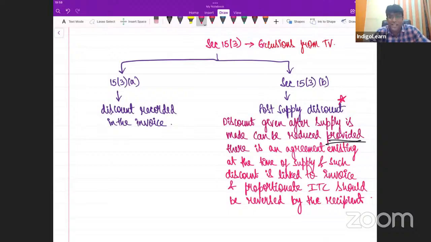So these are the interesting cases they have very clearly covered there, my dear friends. Come on, what are the interesting cases? Tell me, guys. Case number one, agreement is existing at the time of supply. Number two, it is linked to an invoice. Number three, credit is reversed by the recipient.